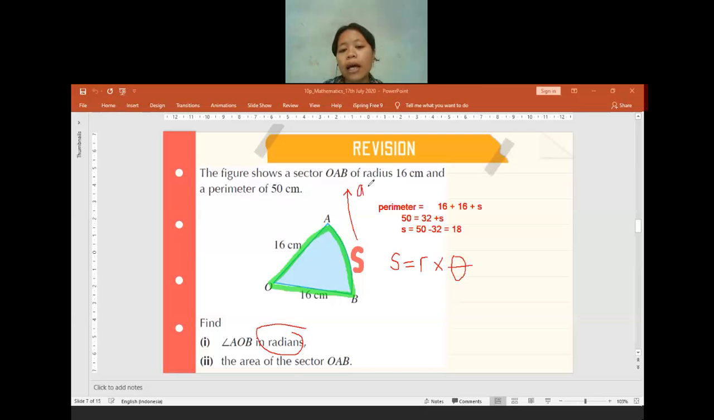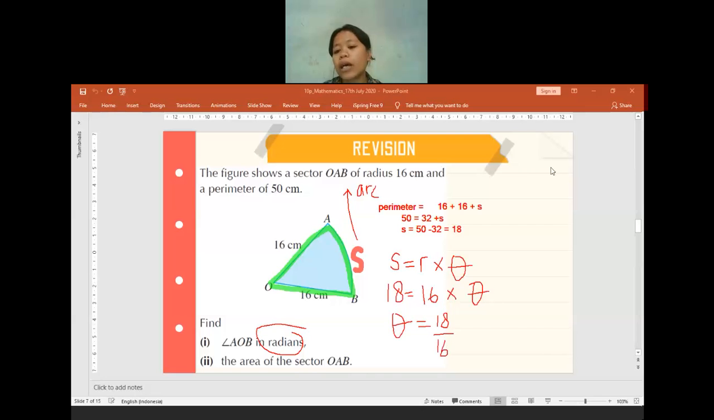So how many is the theta? The S is how many? 18. The R is how many? 16. So can we find the theta now? So how many is the theta? 18 by 16. Just keep it as a fraction, that is okay. If you want to change it into decimal, also fine. I'll keep it as a fraction, 18 by 16.